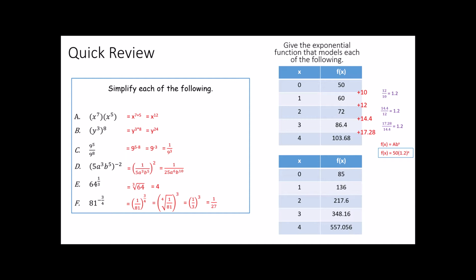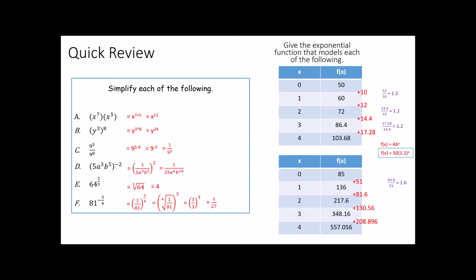I do something similar with the next one. I look at the difference between these. 85 plus 51 makes 136. 136 plus 81.6 is 217.6. 217.6 plus 130.56 is 348.16. Plus 208.896 is 557.056. Once again, you can see that my rate of change is continually changing, so it's not linear. I'm going to look and see if there's a common factor.